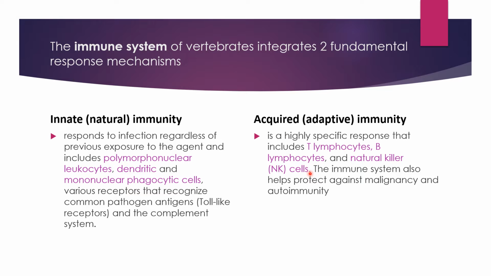In the innate immunity, it is responding to infection regardless of previous exposure to the agent, and includes polymorphonuclear leukocytes, dendritic and mononuclear phagocytic cells, and also the complement system. The acquired immunity or the adaptive immunity is a highly specific response that includes T, B lymphocytes, natural killer cells. And the immune system also helps protect against malignancy and autoimmunity.